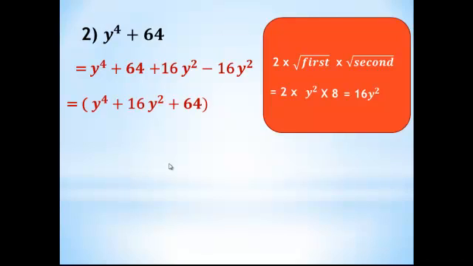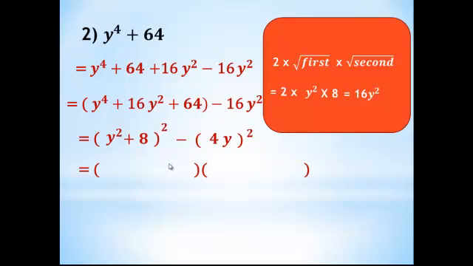The first 3 terms are a perfect square trinomial minus the perfect square monomial. Equal root the first, y power 2, you have plus, so put plus. The root of 64 is 8, all of that to the power 2, minus the root of 16y power 2, which is 4y, all to the power 2. Difference between two squares, so open 2 brackets. The root of the first term is y power 2 plus 8, and the root of the second term is 4y, one bracket plus and the other minus.